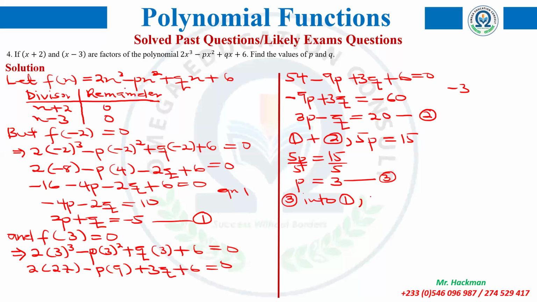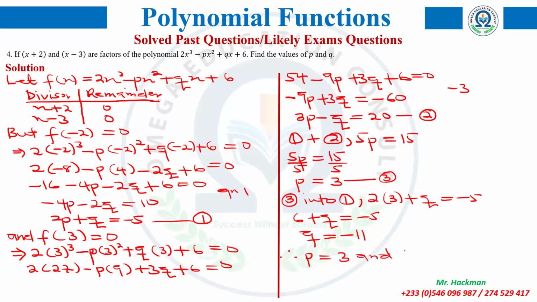So that will give me 2p. So p is what? 3. Then plus q, and that should be equal to -5. So I will get 6 plus q is equal to -5. That gives me q equal to -5 minus what? 6, which will give me -11. All correct. So at this point, I draw my conclusion. Therefore, p is equal to 3 and q is equal to -11. All correct.